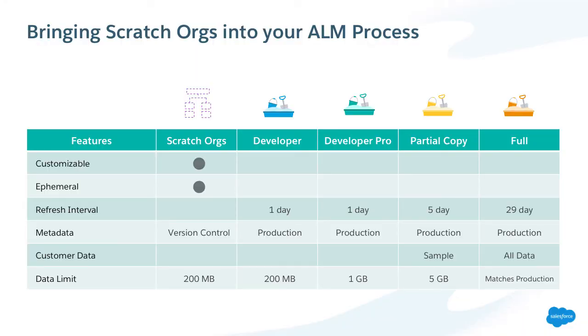There are also different data limits which decide the amount of data that you can populate in these orgs. Scratch orgs and Developer sandboxes have a data limit of 200 megabytes. Developer Pro sandboxes have a data limit of 1 gigabyte, Partial have 5, and full sandboxes have the same data limits as your production org.